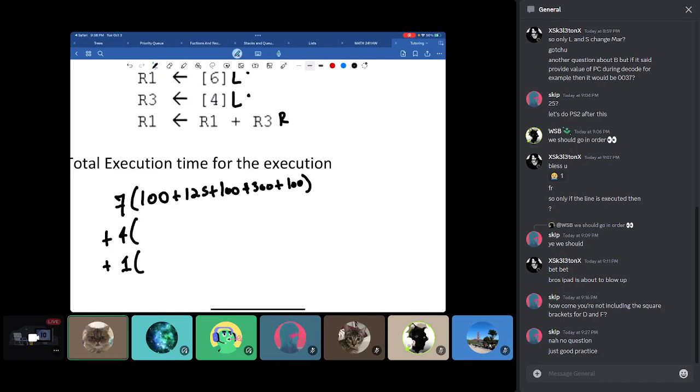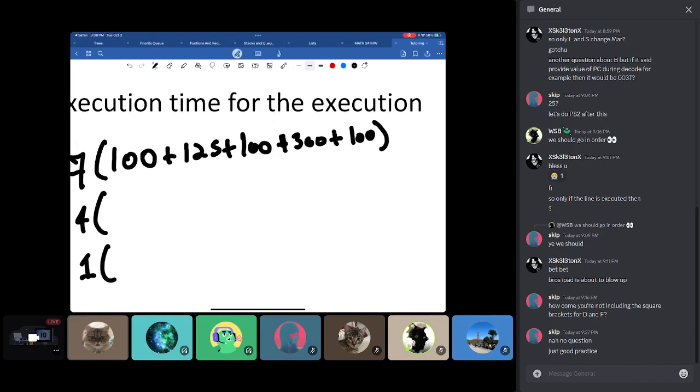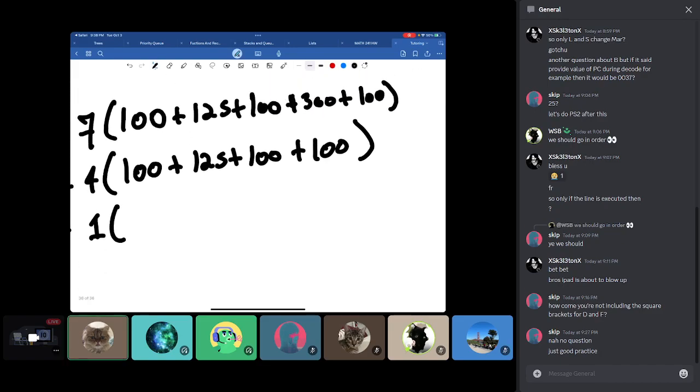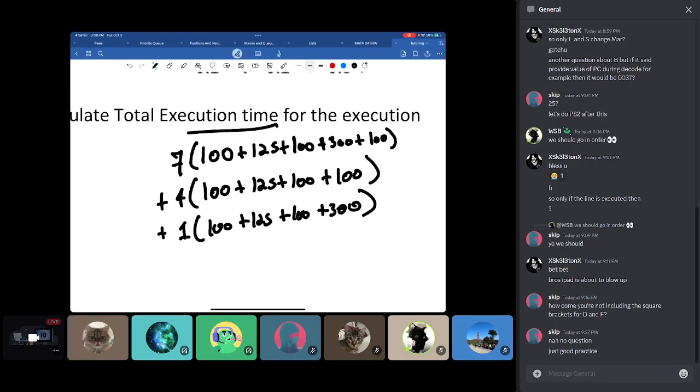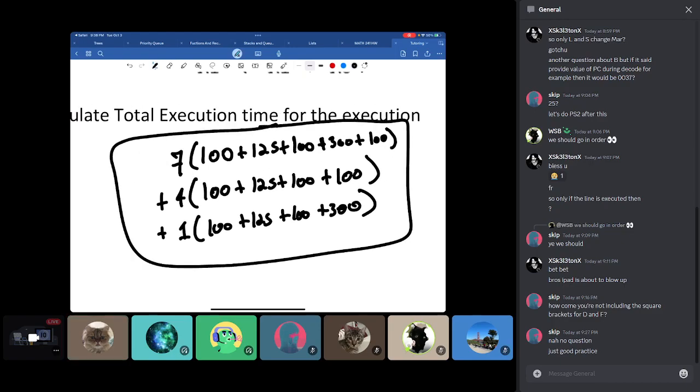Then R type we know is fetch, decode, exec, write back. So that's going to be 100 for fetch, 125 for decode, 100 for exec, and 100 for write back. Then store we know is fetch, decode, exec, mem. That's just 100 plus 125 plus 100 plus 300. That is your final answer.